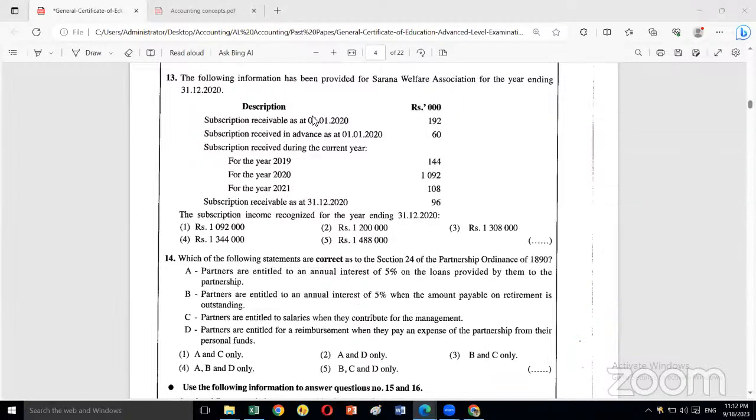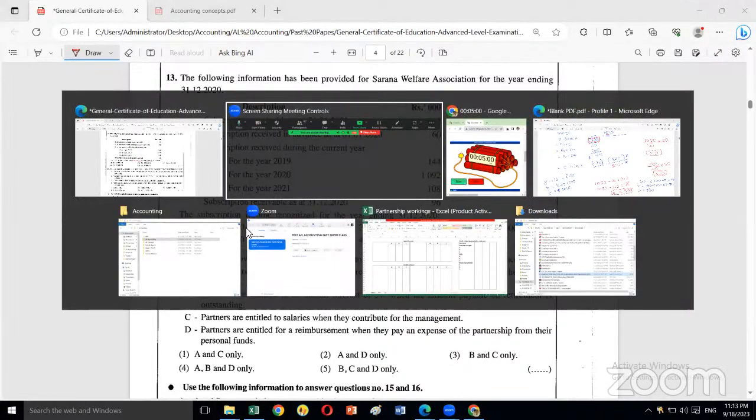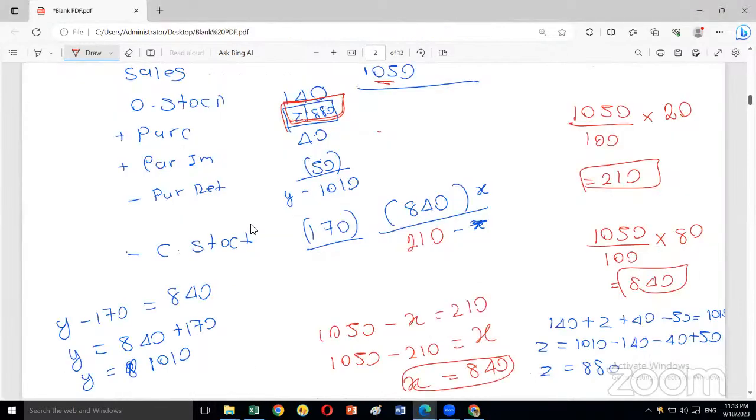Okay, fine. So I'll explain question number 13 and how to do it. They ask you to calculate the subscription income recognized for the year ended. Remember one thing: if they ask a question like this, I have to open a T account.